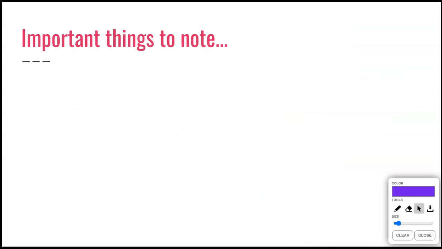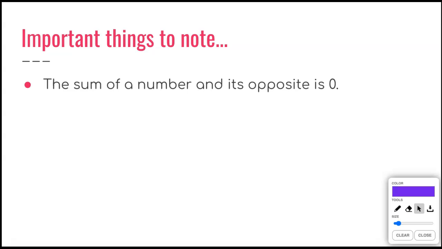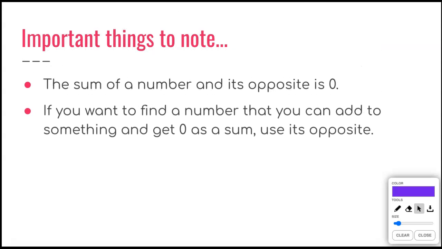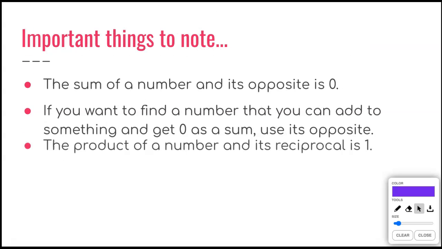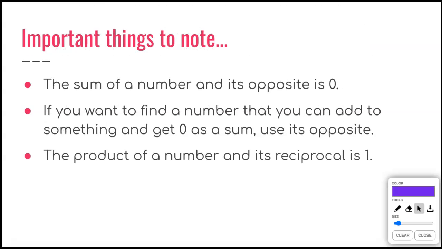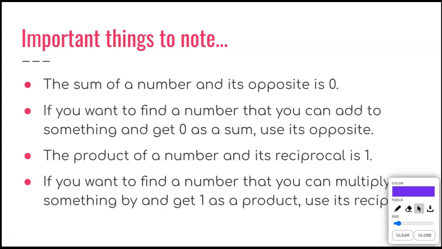So some important things to note. One thing is that the sum of a number and its opposite is always 0. So if you're trying to find a number that you can add to something and get 0, you want to use the opposite. The product of a number and its reciprocal is 1. So if you're trying to find a number that you can multiply by something and get 1 as the product, you're going to use the reciprocal.